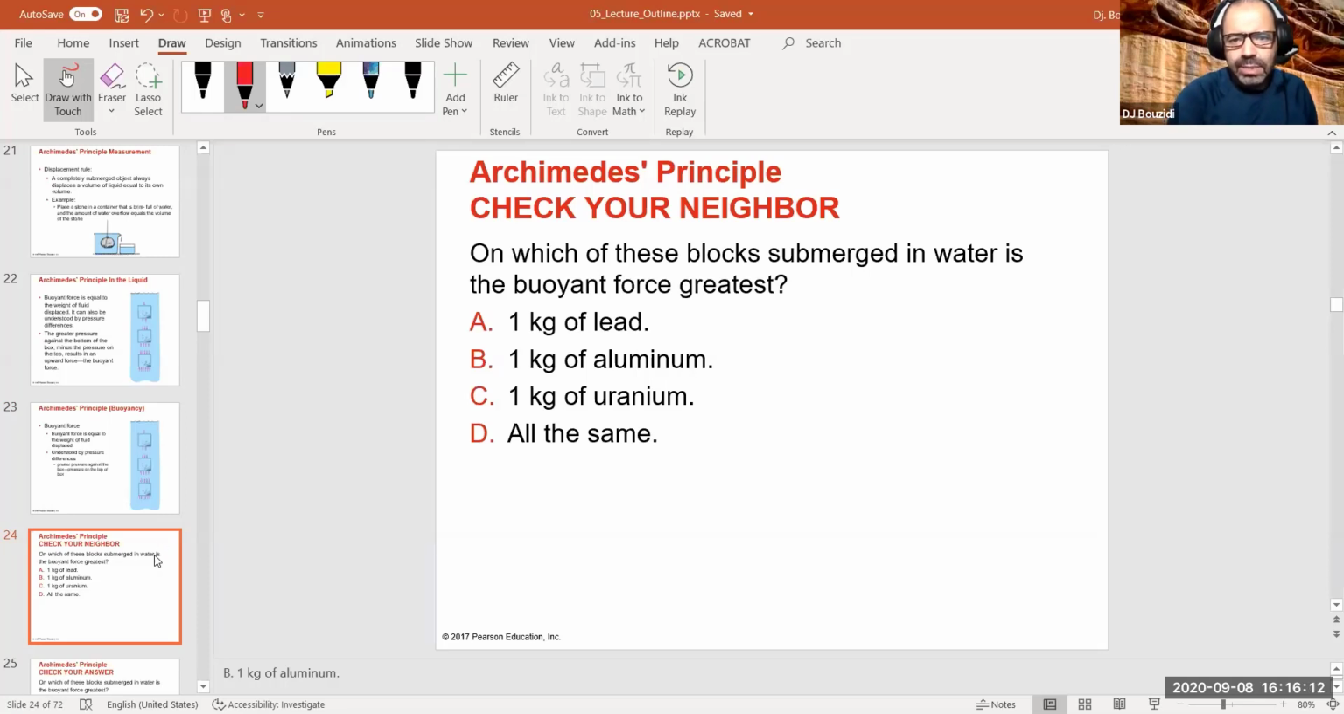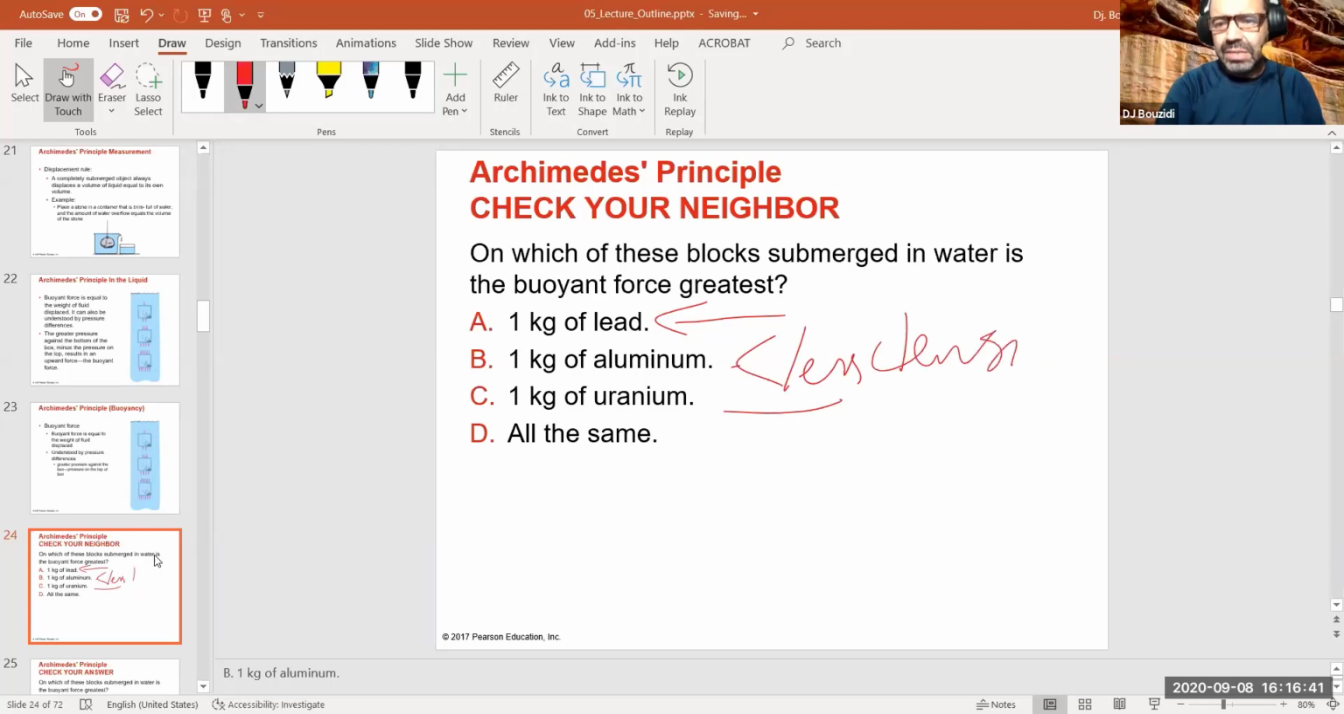Lead is denser than aluminum, which is less dense, and uranium also is denser. That means if I bring 1 kilogram of lead, it has smaller volume than that of aluminum. If I bring 1 kilogram of uranium, it has less volume than aluminum. The aluminum has the biggest volume of the 3 because it has less density. So less dense means bigger volume for the same amount of stuff.